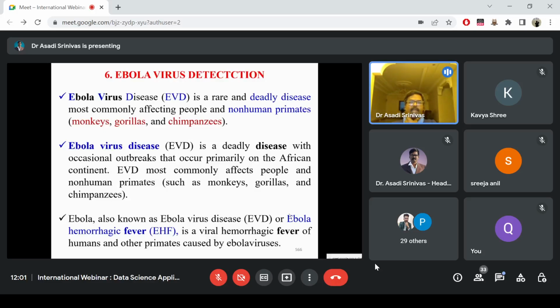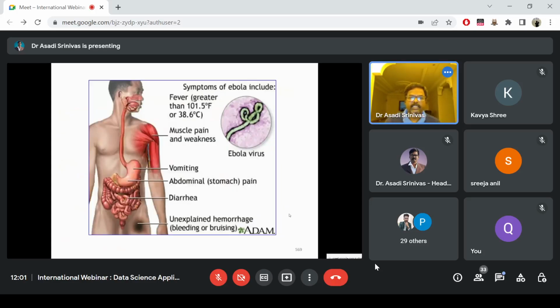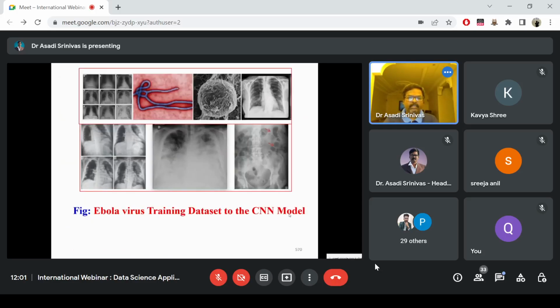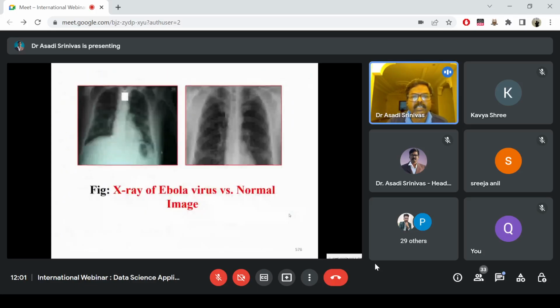Then Ebola virus detection. I am collecting various symptoms of the Ebola virus. It is deadly dangerous in the African continent. Ebola has various symptoms like headache, heat, abdominal pain, rashes, loss of appetite, etc. So these are the symptoms I am collecting on the chest X-ray images. This is the Ebola virus training data set, this is the code of the Ebola virus, and this is the final X-ray of the Ebola virus.